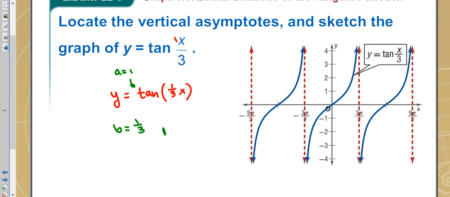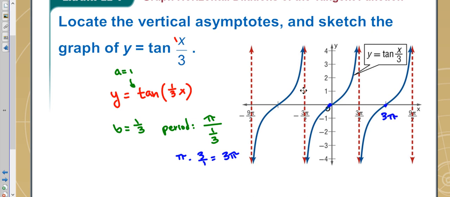So if I wanted to find my period, the way I would do so is I would take pi and divide it by 1/3. Now remember, when we divide by a fraction, that's the same thing as multiplying by the reciprocal. So it would be 3 pi. So if we look at this point, the distance from here to here would be 3 pi.